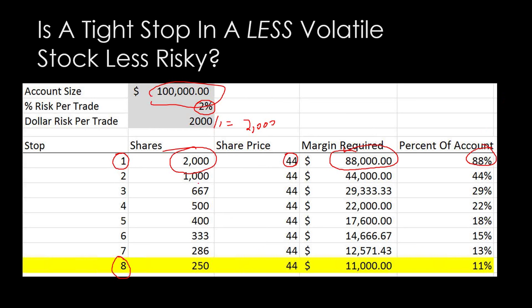Now, let's say you're trading one of these Big Dave volatile stocks, and Big Dave says, hey, we need about an 8-point stop to withstand the normal short-term volatility of this stock, because we're trying to get a swing trade in and then hopefully have that trade turn into a longer-term trade.